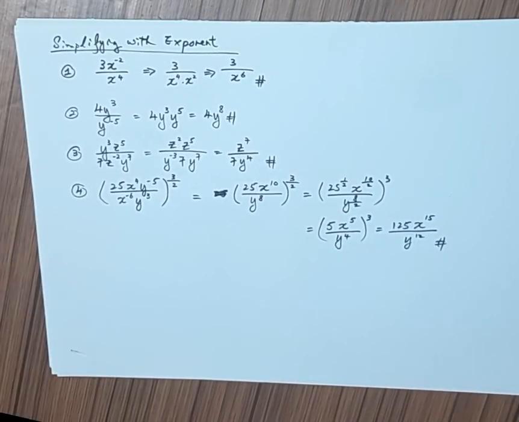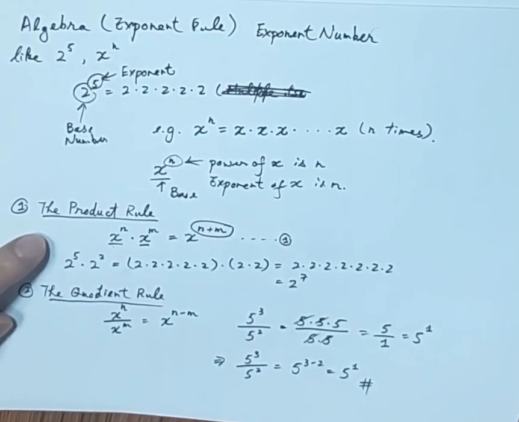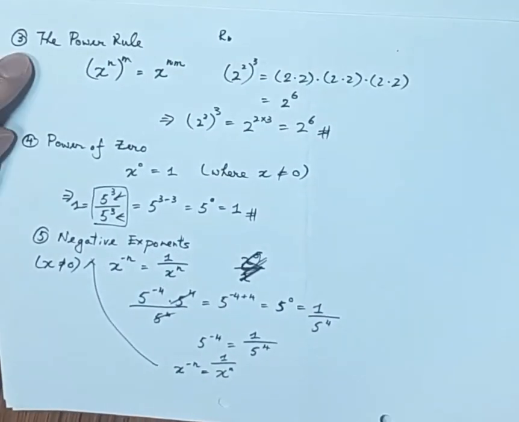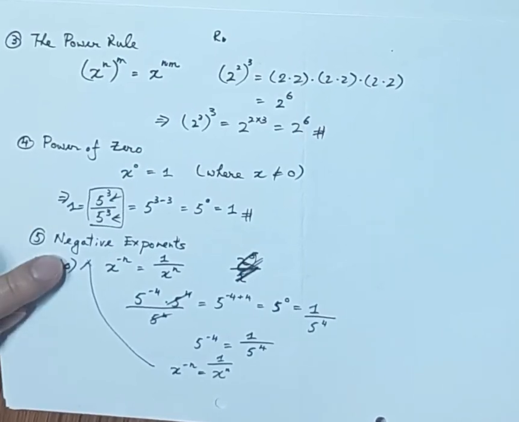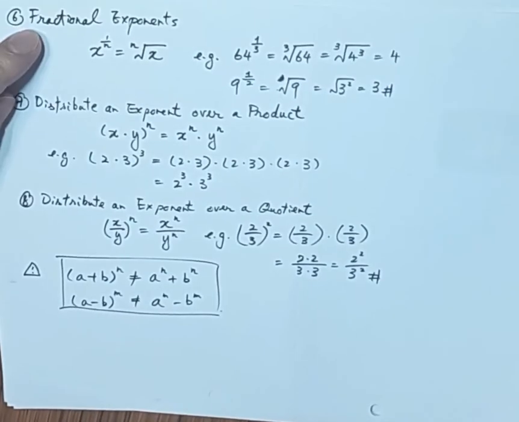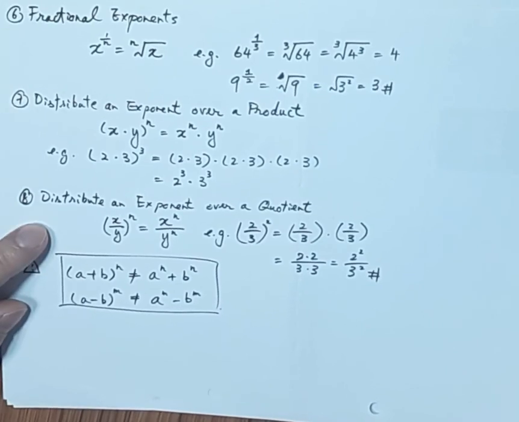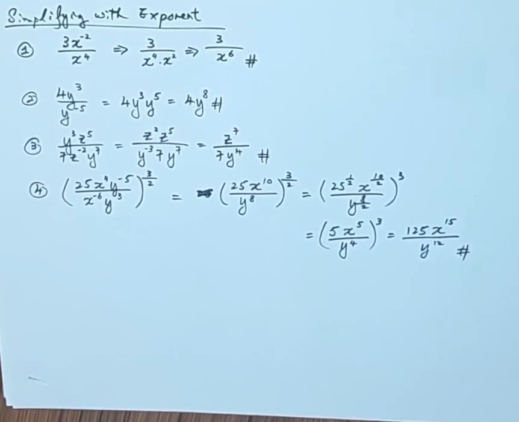So after these 4 examples, I think you are already familiar with the rules of exponents. The first one is the product rule, the second one the quotient rule, the third one the power rule, power of 0, negative exponents, fractional exponent, distribute an exponent over a product, and distribute an exponent over a quotient. That's all for this lesson.